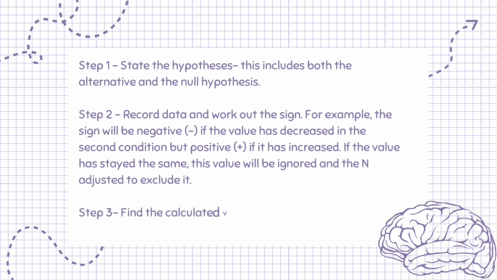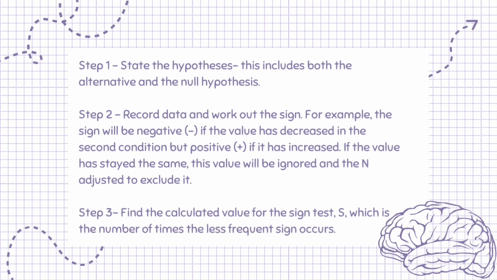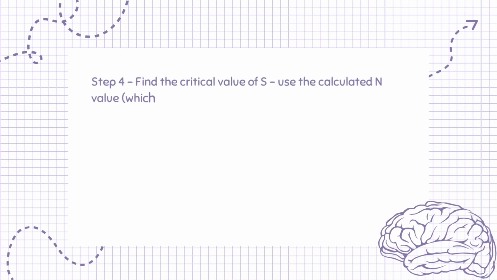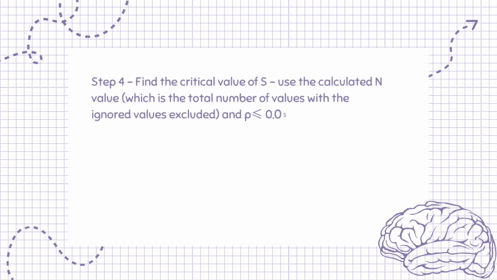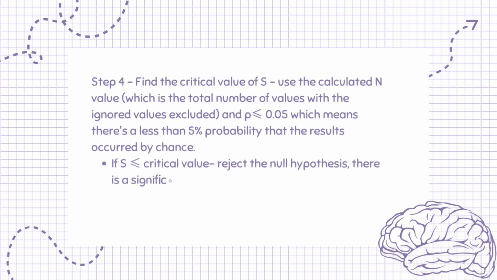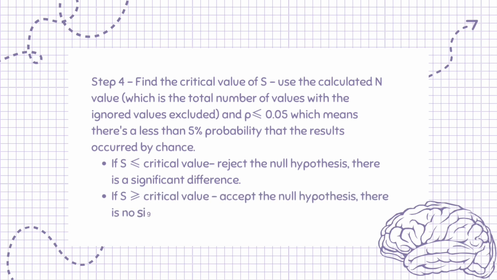Step 3. Find the calculated value for the sign test, S, which is the number of times the less frequent sign occurs. Step 4. Find the critical value of S. Use the calculated N value, which is the total number of values with the ignored values excluded, and p ≤ 0.05, which means there's a less than 5% probability that the results occurred by chance. If S ≤ critical value, reject the null hypothesis. There is a significant difference. If S ≥ critical value, accept the null hypothesis, there is no significant difference.